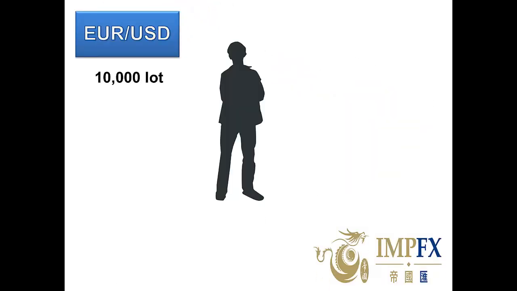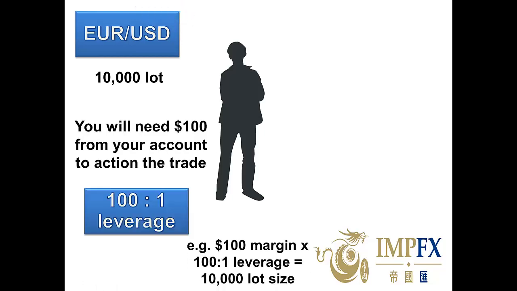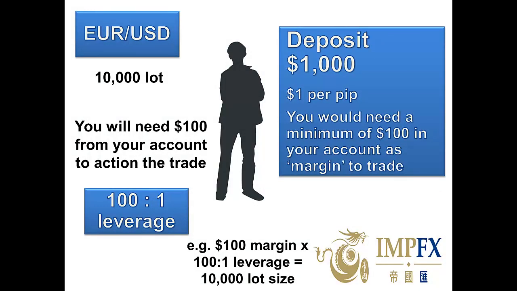Furthermore, if you deposit $1,000 into your account and you want to trade any currency pair with $1 per pip, you would need a minimum of $100 in your account as a margin to be able to trade.